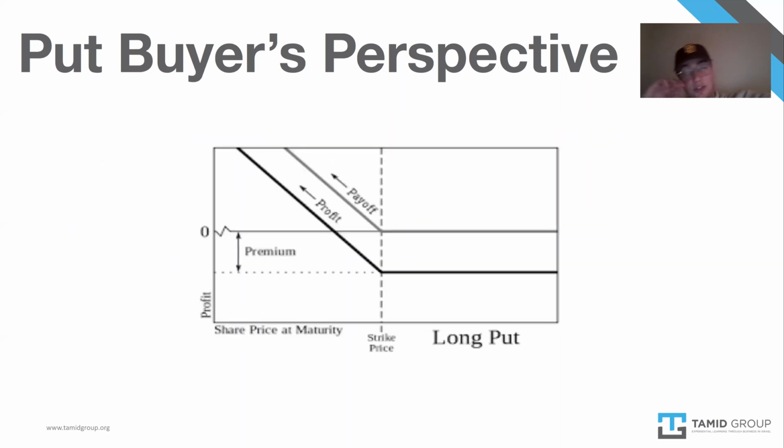Here's a graph. As you can see, it's going the opposite direction from a call, with the opposite axis from a call option, but it does have a similar trend, where once they reach the strike price until expiration, the profits and the payoff will increase exponentially.